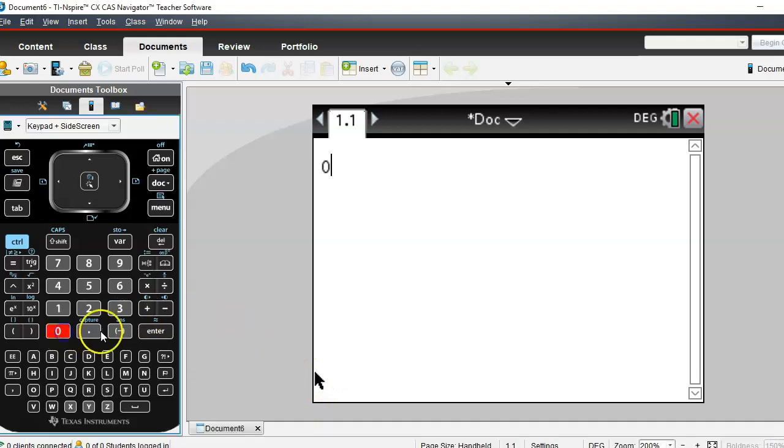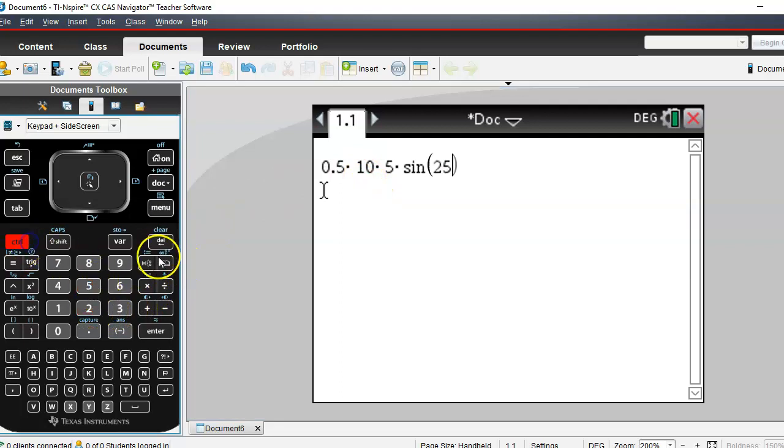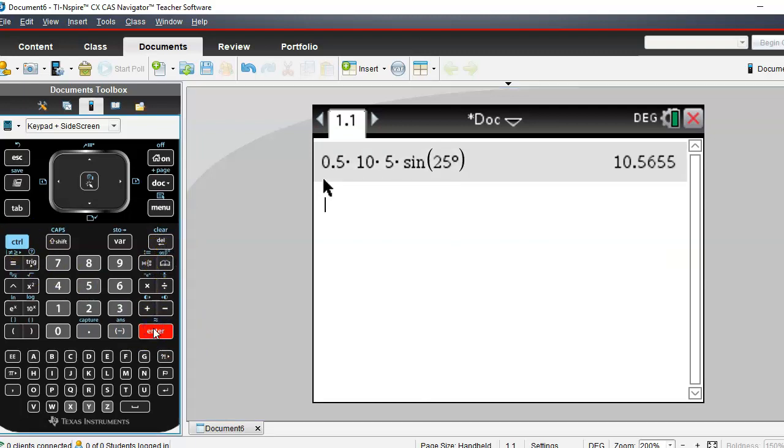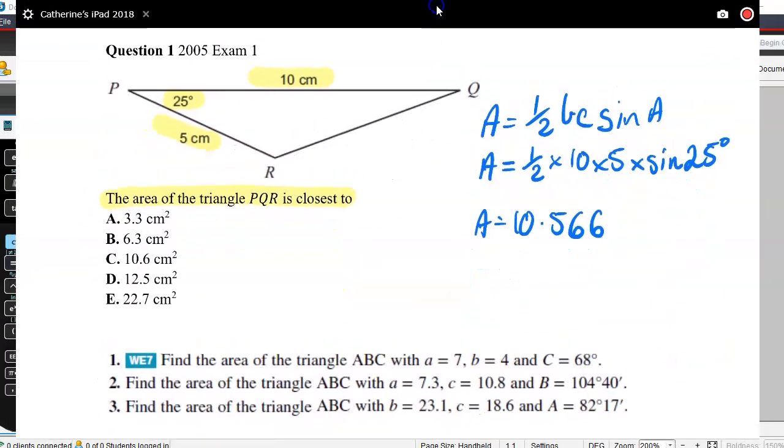So I'll put that as a decimal because all the answers are decimal. 0.5 times by 10 times by 5 times by sine 25 degrees, approximately equal to 10.566. So that is closest to C.